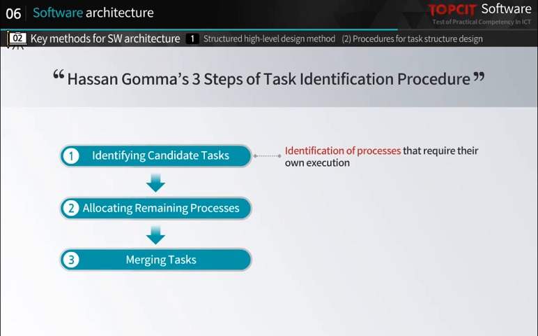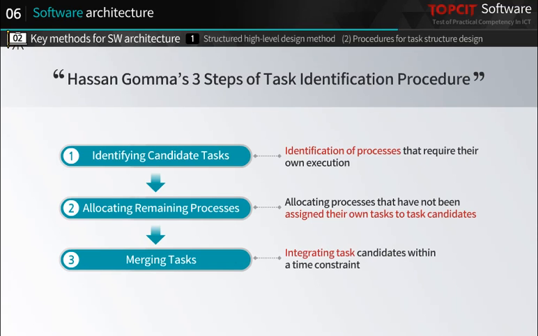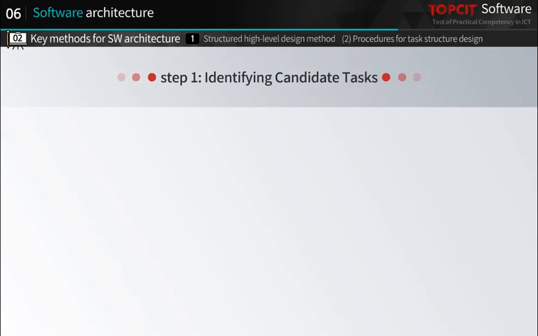Task candidate identification is the identification of processes that require their own execution. Remaining process allocation refers to allocating processes that have not been assigned their own tasks to task candidates. And task integration means integrating task candidates within a time constraint. Let's take a closer look at each of these 3 steps of task identification procedures. First, let's look at identifying candidate tasks.